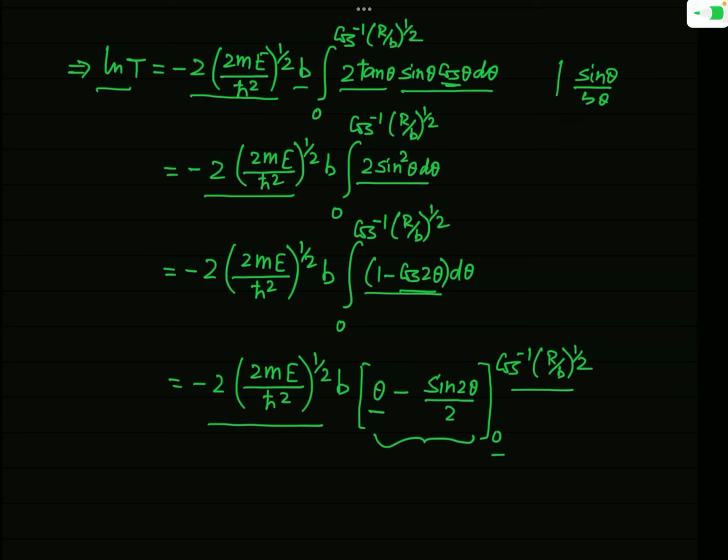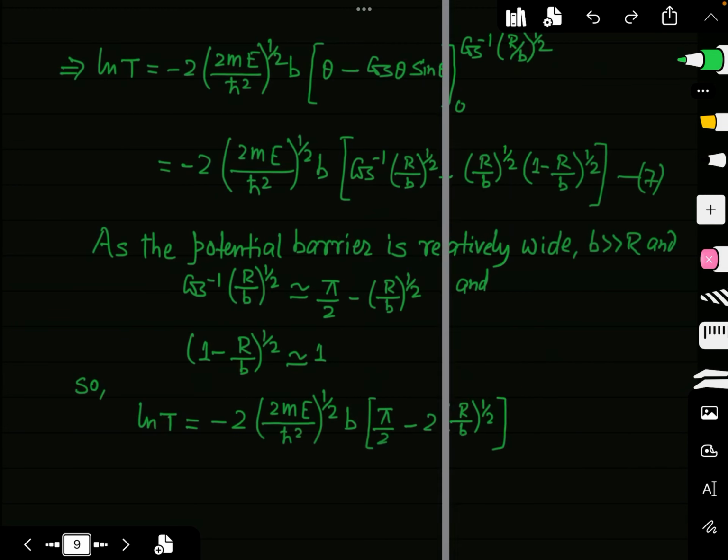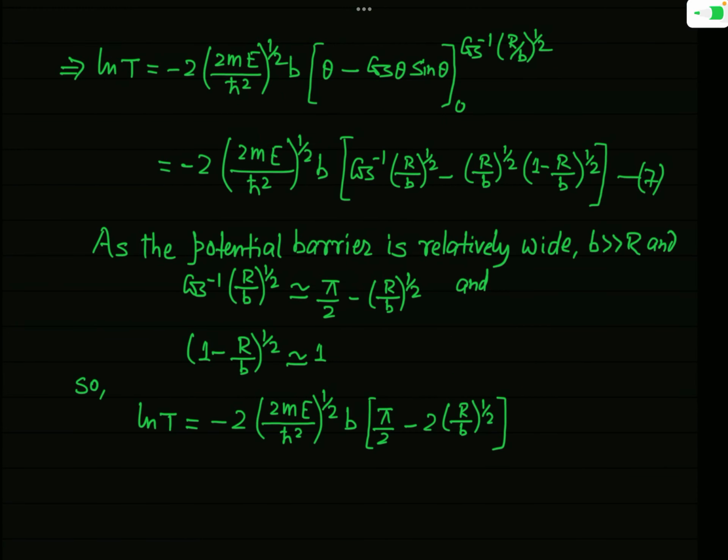Now substitute the limits. When you put the upper limit, in place of theta this will be cos inverse square root of r by b. But before that, we will simplify it. You know sin 2 theta is 2 sin theta cos theta, divided by 2, so this will cancel out. In a further step, we write this expression as theta minus cos theta sin theta, with the limits as before.